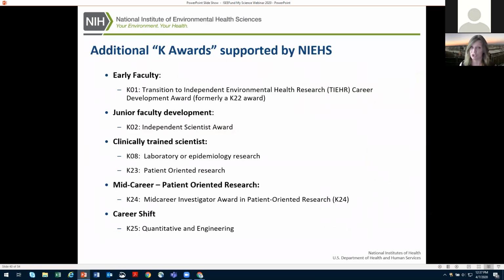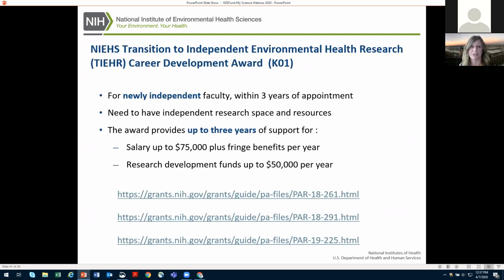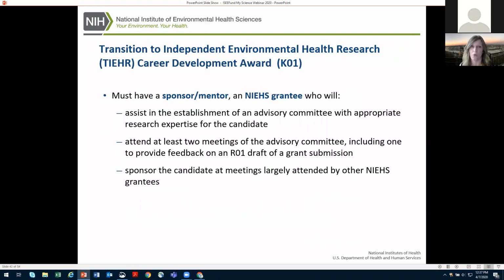Here's some additional career support that we have, K01s, for early faculty. I'm not going to walk you through these because I want to get to some of the more senior level opportunities. K01, the K99 tier grant is independent. You have to have a sponsor for that as well.